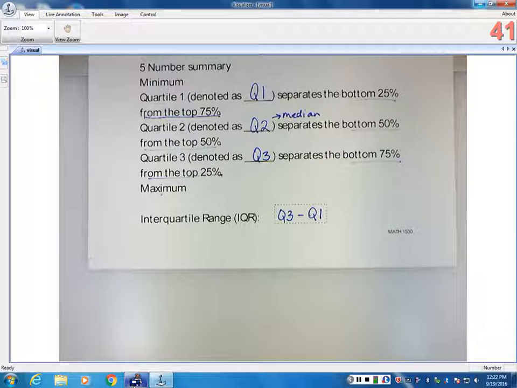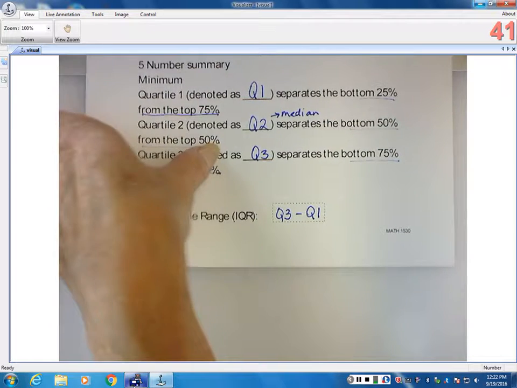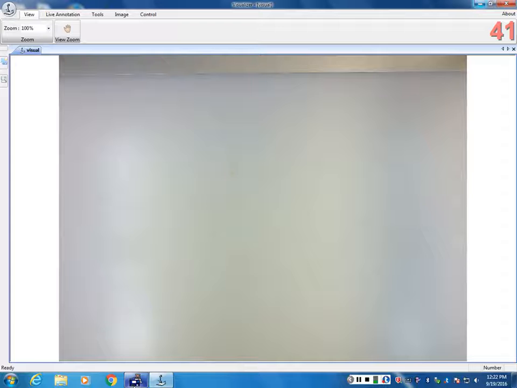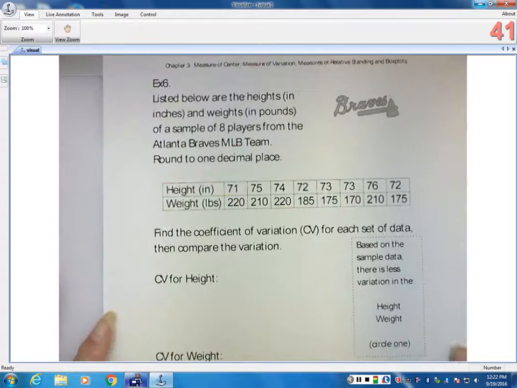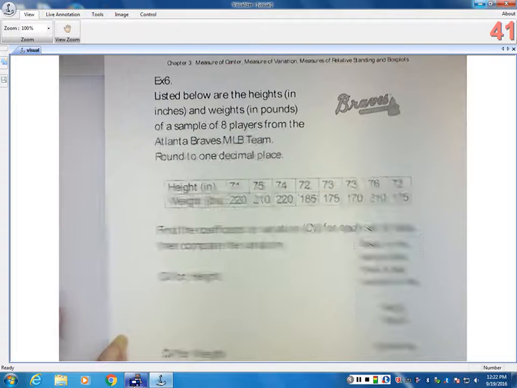Okay? Let me see if we left out anything else, but I don't believe we did. We did coefficient of variation, right? I don't think so. We did not? Okay. Then let's look at example 6 so we can talk about coefficient of variation.